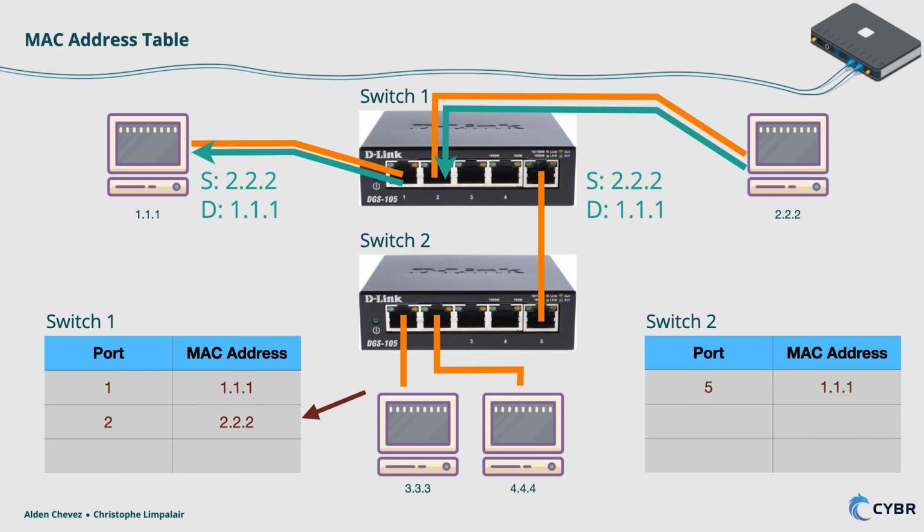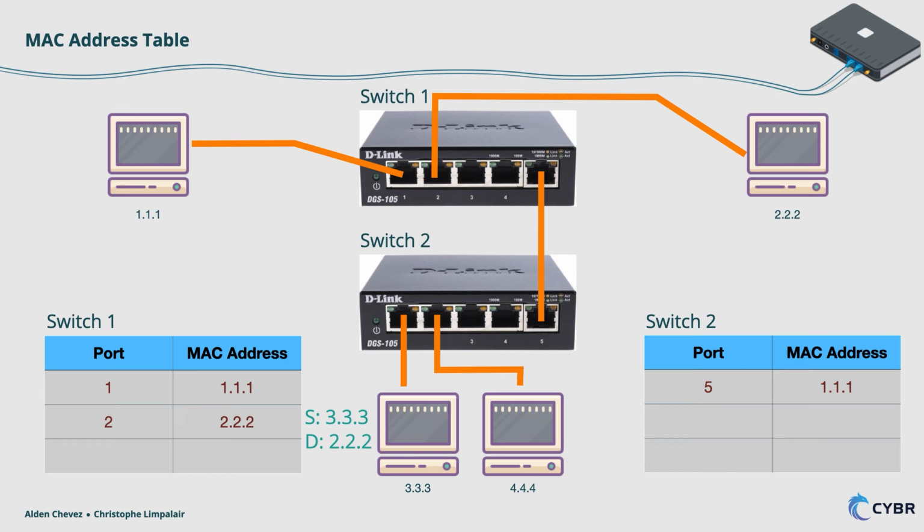Now let's say that computer number 3 also wants to send a packet to computer number 2. The packet hits switch number 2 on port 1 and adds the MAC address 333 to its MAC address table. Switch 2 sees that the destination is 222, but this is not yet in its MAC address table, so it asks everybody.